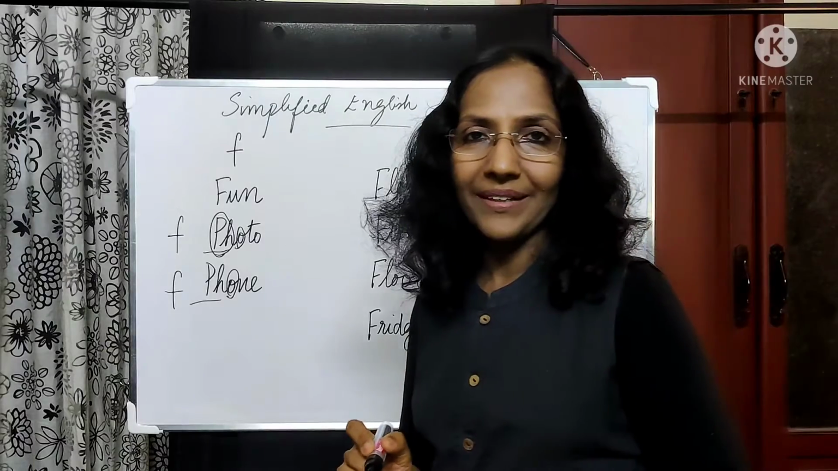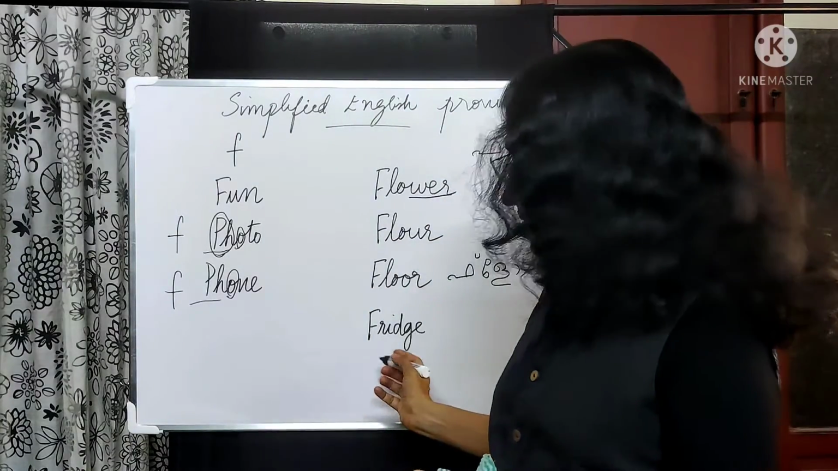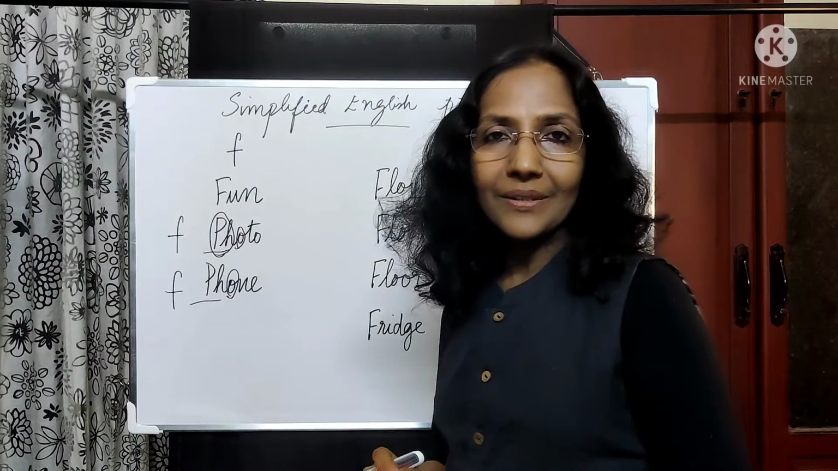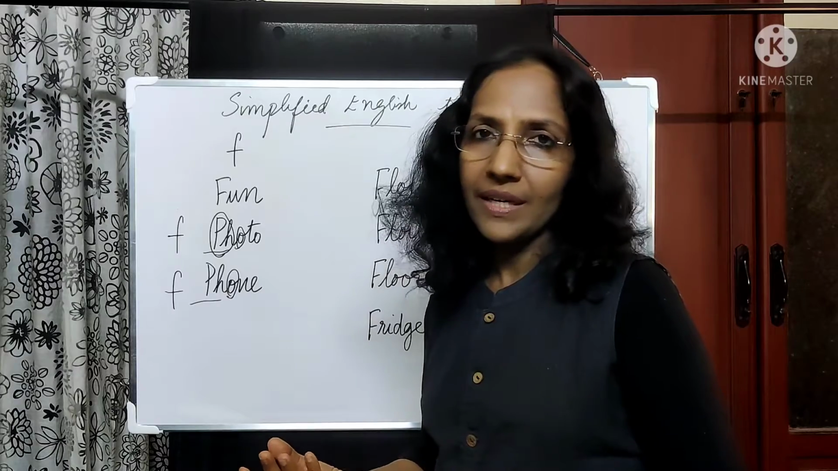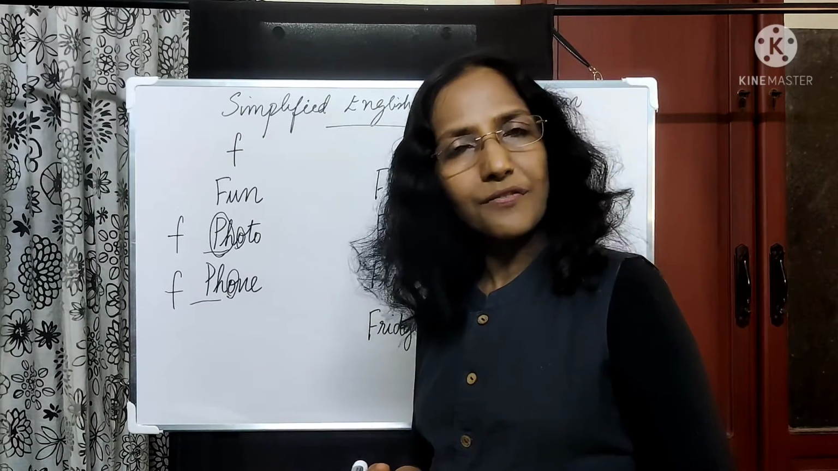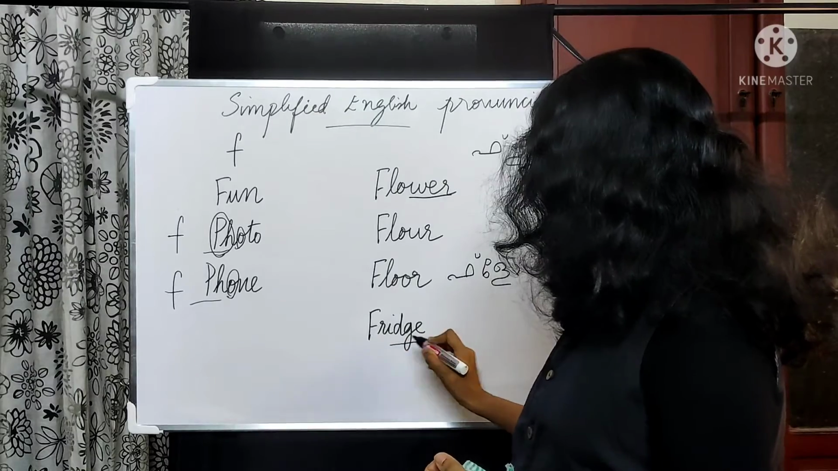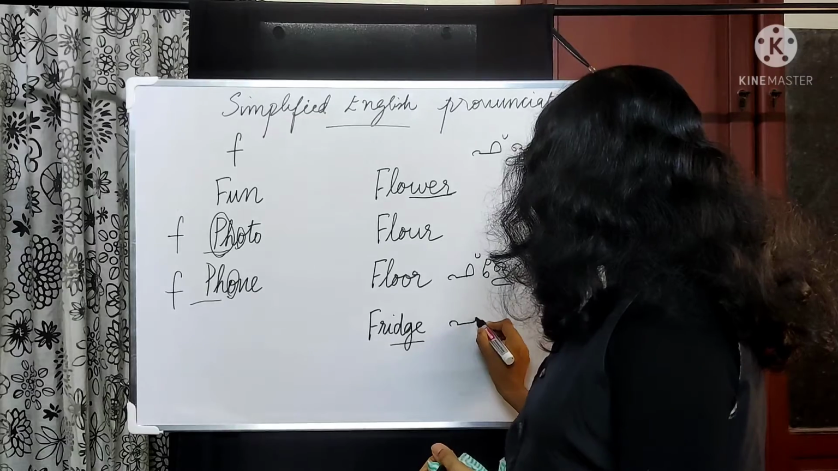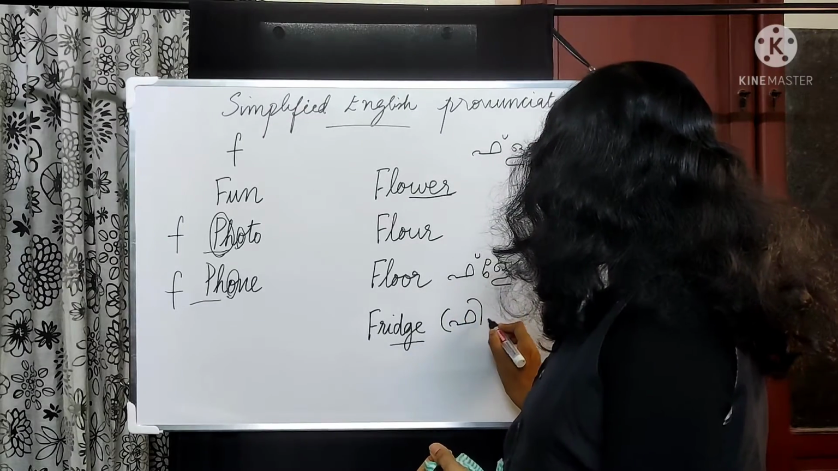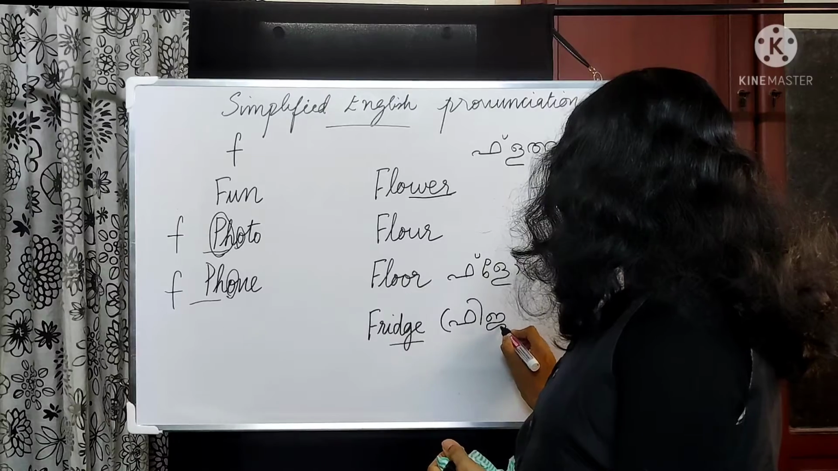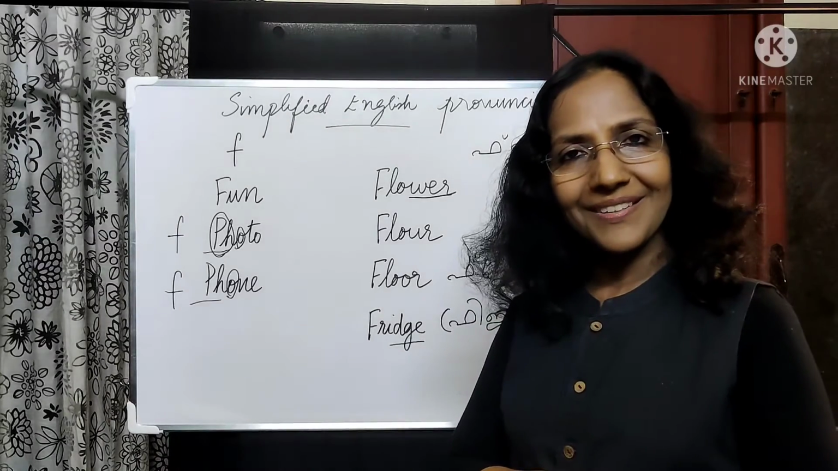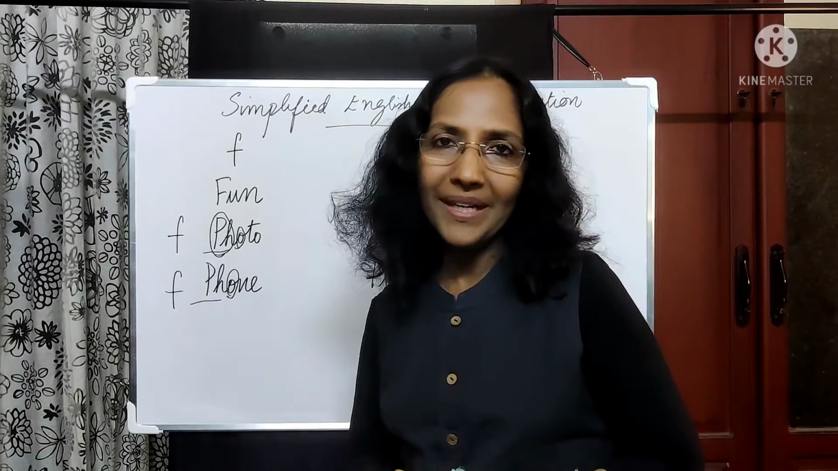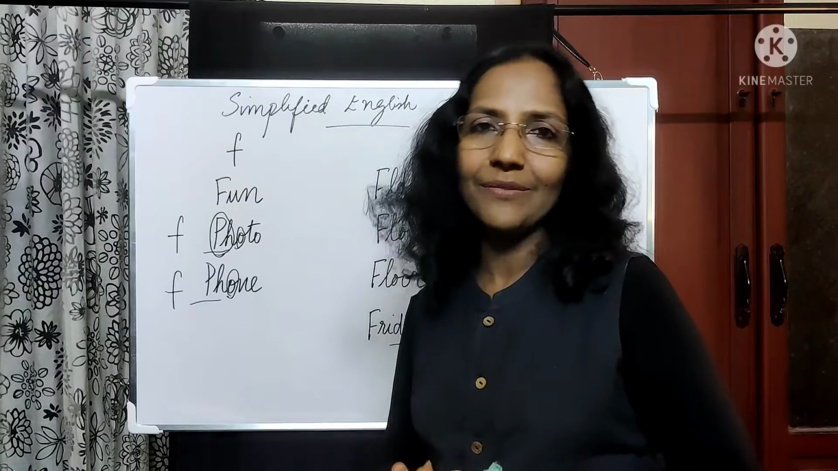Next is another tricky one. We know what it is. It's a short form of refrigerator. But how is it pronounced? Usually we pronounce it with a D sound, but it's not that. This part is not pronounced. It's "fridge", almost like this. That's how it is pronounced. So I've taught some interesting new words for you to understand.